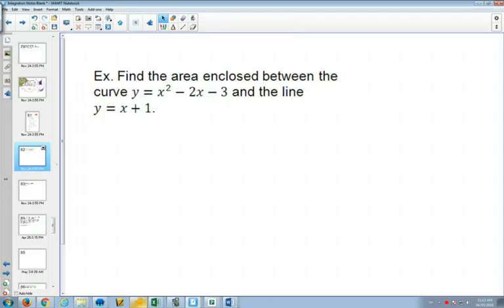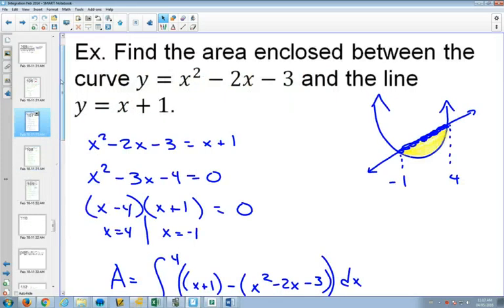All right, here's one for you to try. Okay, check how you did here. So when solving them, get x equals 4 and x equals negative 1.